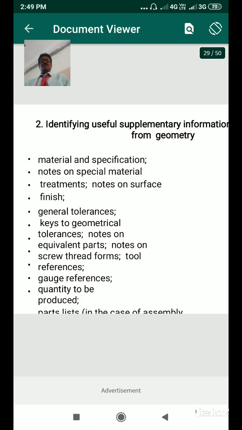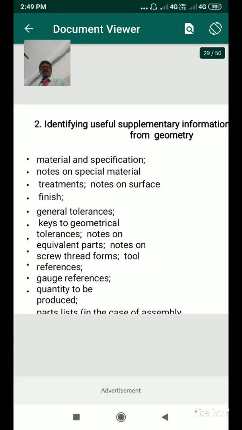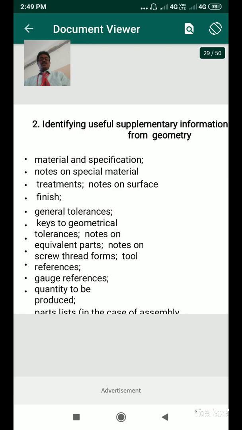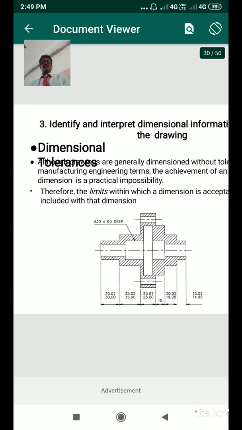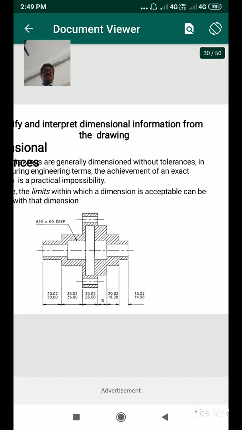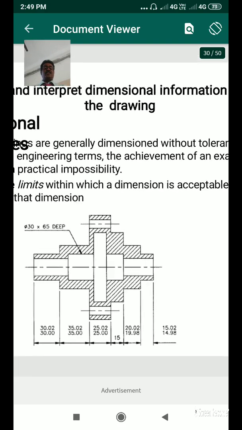We have to discuss the symbols. What is the type of surface finish? We have to not only give the surface finish, we have to give some symbols. Each and every operation is to be marked with a symbol. Then geometrical tolerance, screw thread, tool reference, gauge reference. What is the quantity of the part is to be mentioned. Identifying the dimensions. So this is one drawing, just one example.